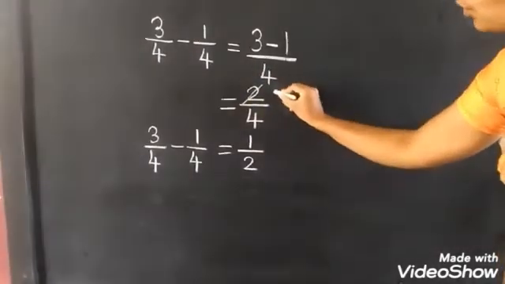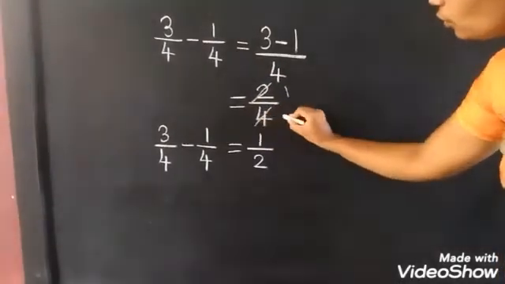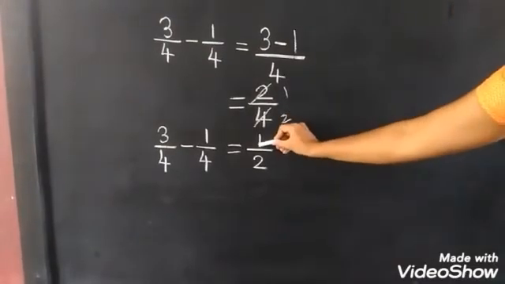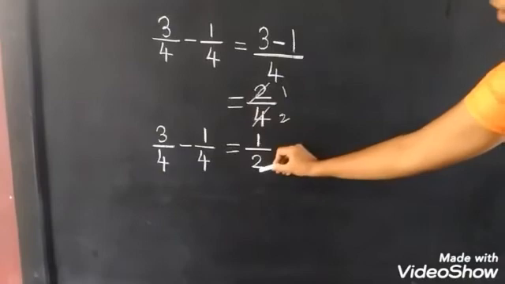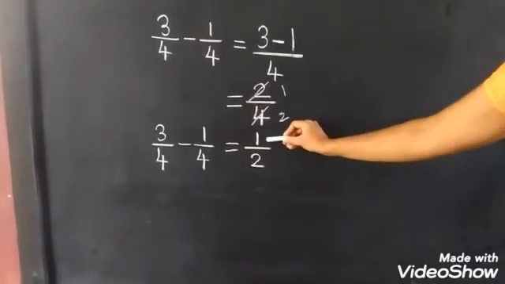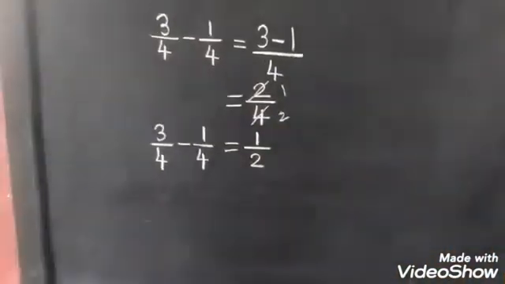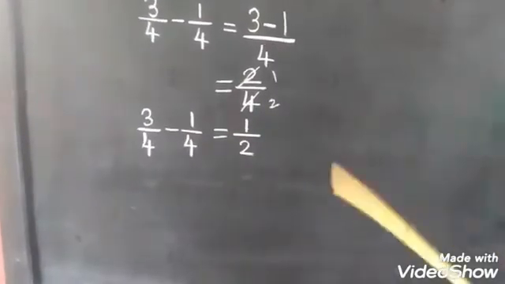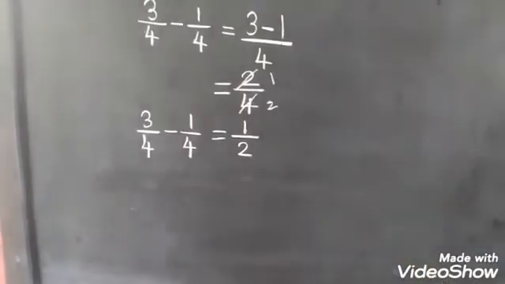1 2 is 2. 2 2s are 4. So in the numerator we have to put 1 and in the denominator we have to put 2. So 1 by 2 is the final answer. 3 by 4 minus 1 by 4 equals 1 by 2.